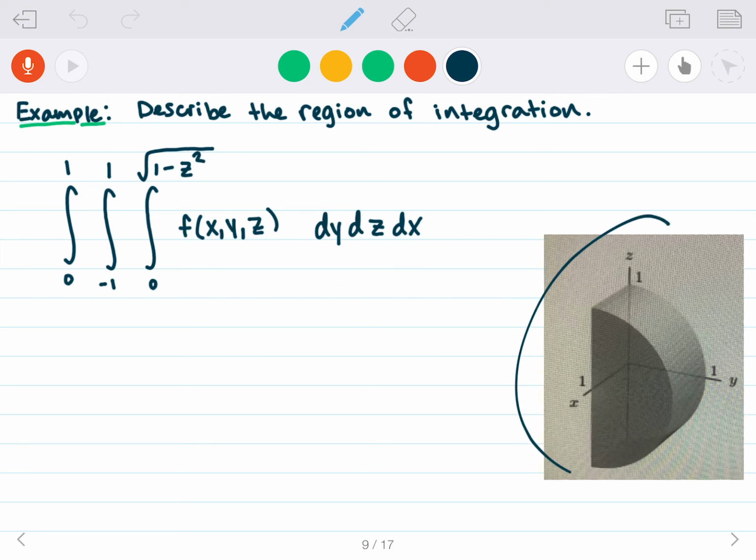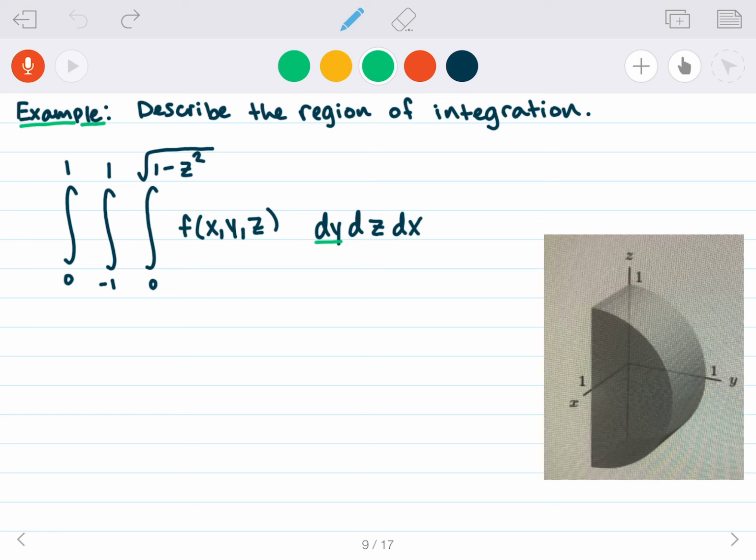Okay, so I kind of cheated. I have the picture here, but I just want to kind of draw this out for you guys, so you guys can see how it matches the picture. Okay, it says describe the region of integration. We see it right here, but let's not cheat. Let's pretend that's not there. And let's go ahead and do a little sketch and use our observations to see what's happening.